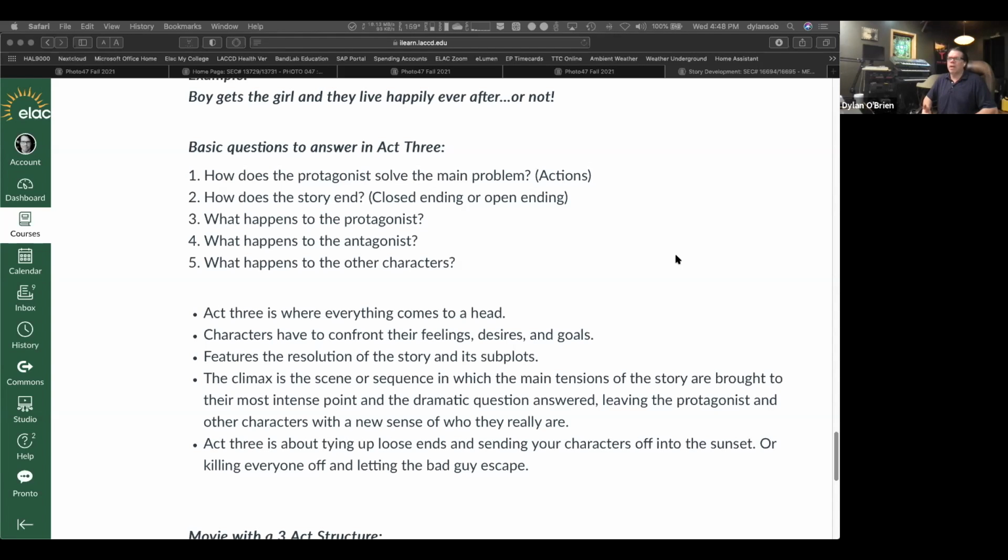And again, it's all about tying up loose ends and sending your characters off to the sunset, or killing everyone off and letting the bad guy escape. Could be that too. Remember Rogue One? We talked about Rogue One the other day. Remember the end of that movie? Spoiler alert: everybody died. All the characters died at the end. They killed them all off because they had to. They had no choice, because none of those characters existed in the rest of the Star Wars universe. So everybody died in that movie. Still made it a good movie.